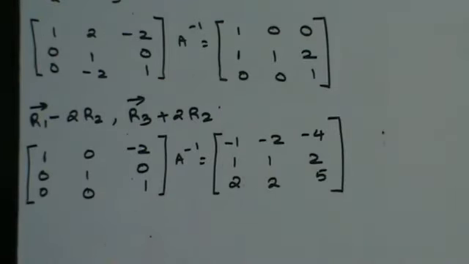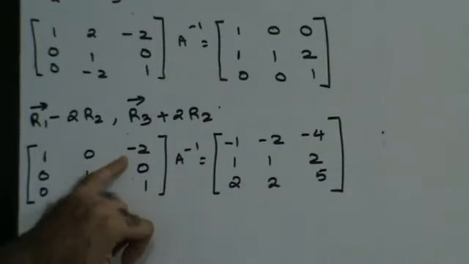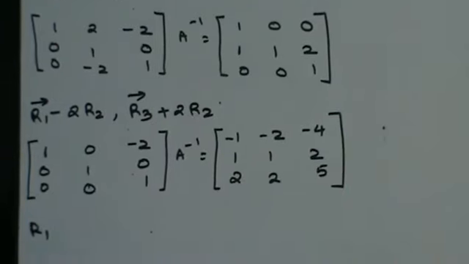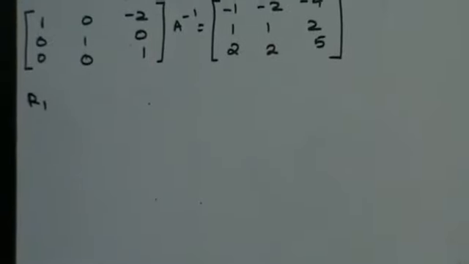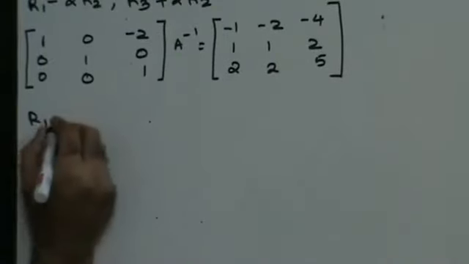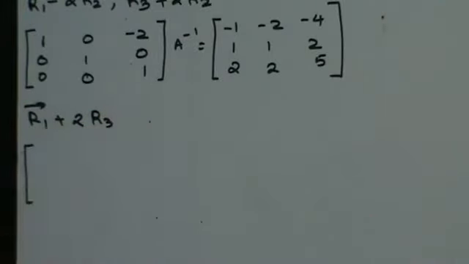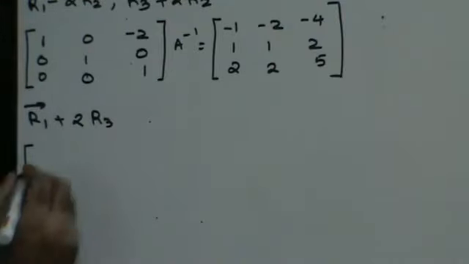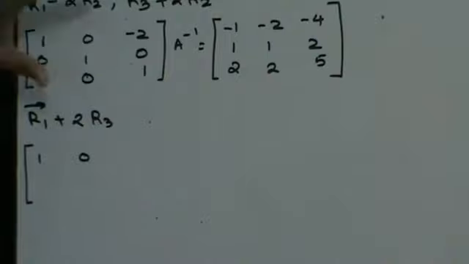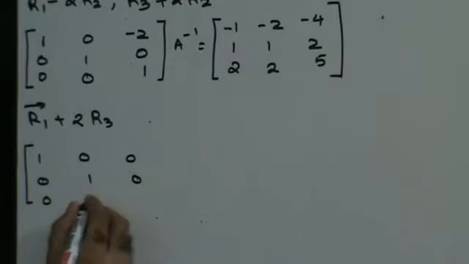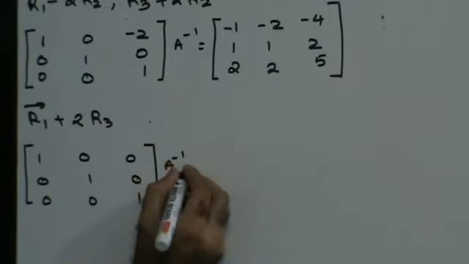Now, the number in position 9 should be 1. The number in position 9 is already 1. Now, the numbers in position 7 and 8 have to be 0, out of which 8 is already 0. I want to convert this number into 0. Where is this number? In R1. What is this number? Minus 2. What is the complement of minus 2? Plus 2. R3. So now, 1 plus 0, 1; 0 plus 0, 0; minus 2 plus 2, 0; 0, 0, 1, 0, 0, 0, 1 into A inverse.